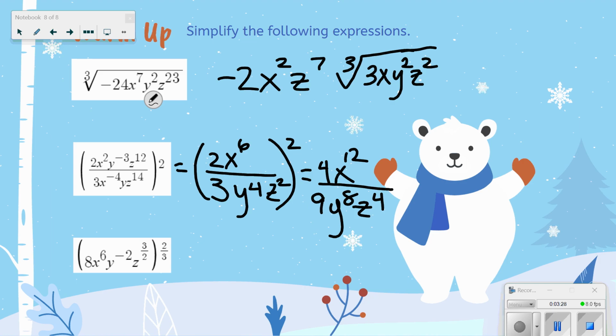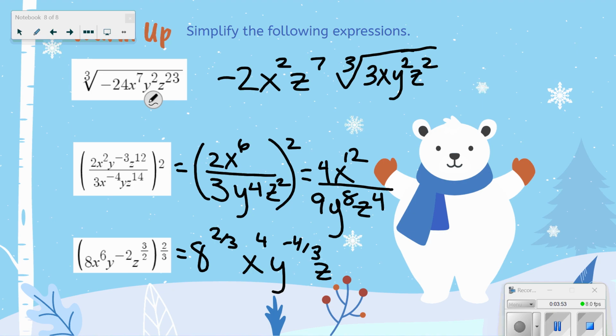Great job. So I'm going to just keep it as 8 to the 2/3 for now. It's now going to become x to what power? 6 times 2/3 is going to become, great. What about y to what power? Awesome. And then I would have z to the, awesome, 1, which is just z.